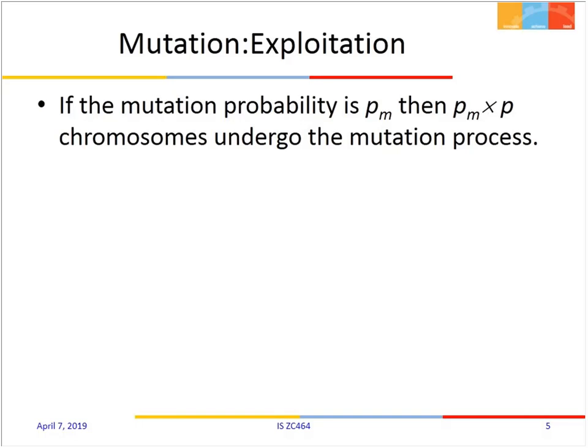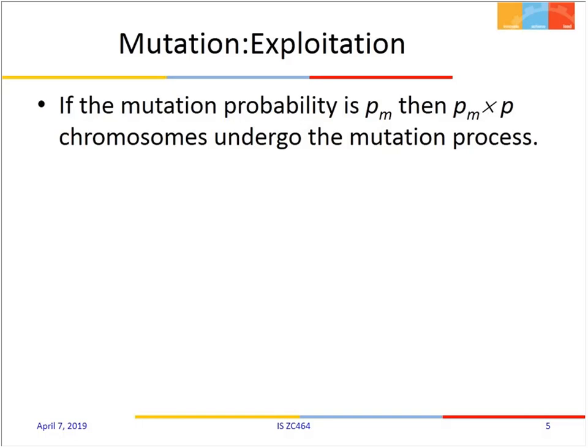Suppose the total number of bits in a chromosome is, say, capital N, then how many bits will be mutated? Can you tell? You can always decide on the number of bits to be mutated.